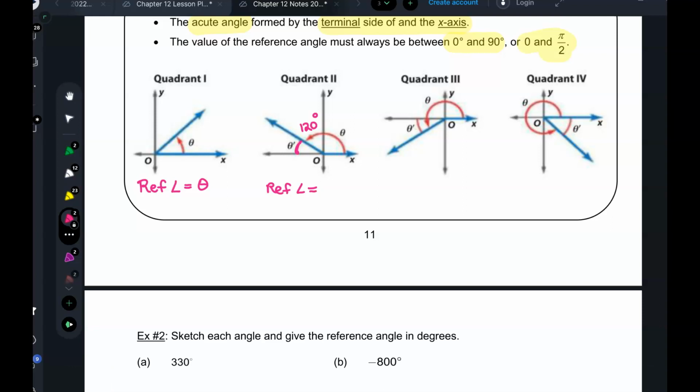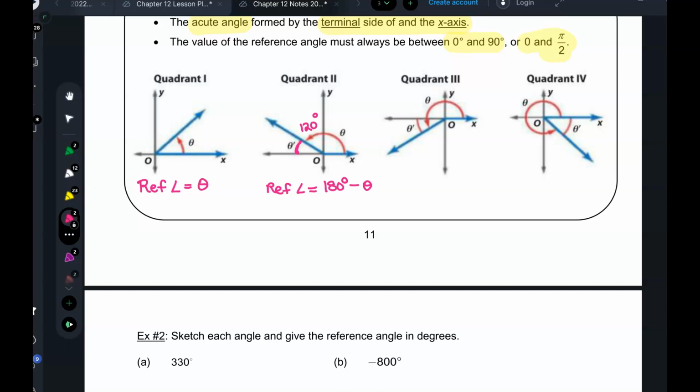180 minus 120. Okay, so we did 180 minus theta. You just kind of did that in your head. You really didn't put that much thought into it, because what if I told you it was 150? What would your reference angle be? 30. Or if I gave you 110, it would be 70. It's how much is between here and 180 degrees?